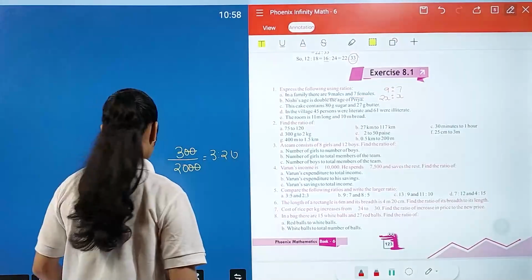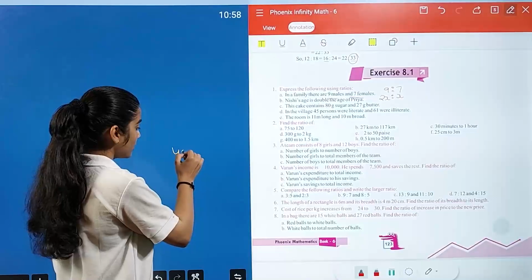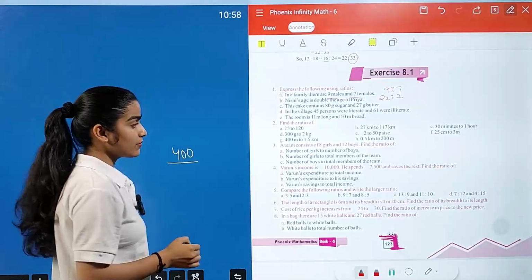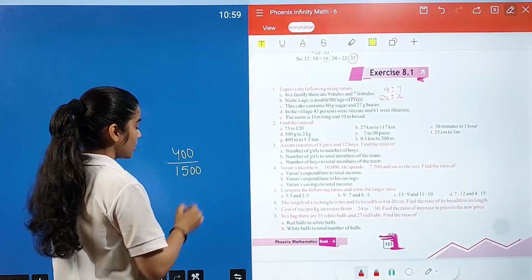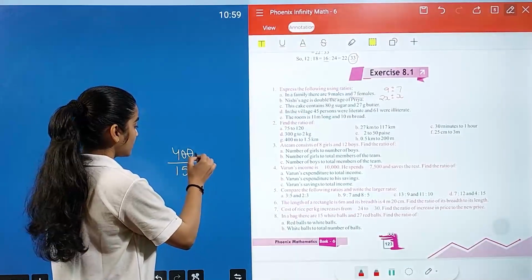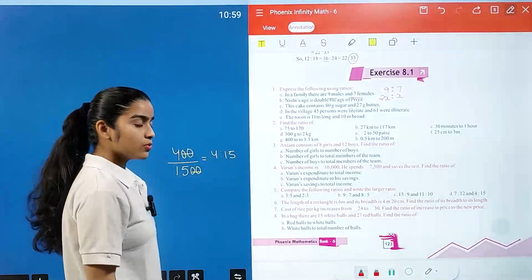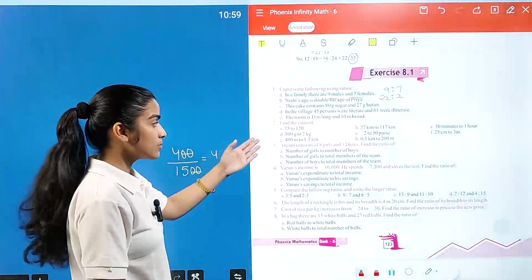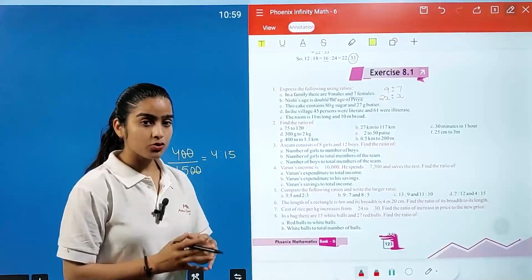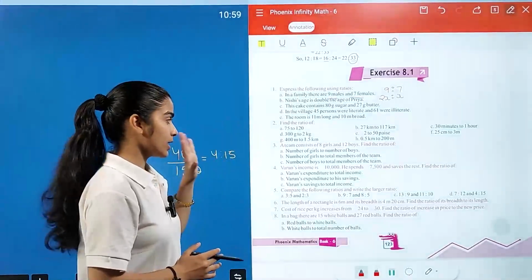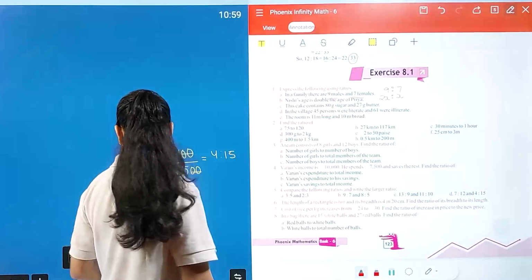Now 400 meter and 1.5 kilometer. So 400 meter and 1.5 kilometer. So it will be 1500, and 2 zeros are cancelled with 2 zeros. So 4 is to 15 is your ratio. So in the same way you can do the rest of the parts you have in question number 2. You just have to consider that your units should be the same while you are solving it. If you have no unit, you can simply solve it without any problem.